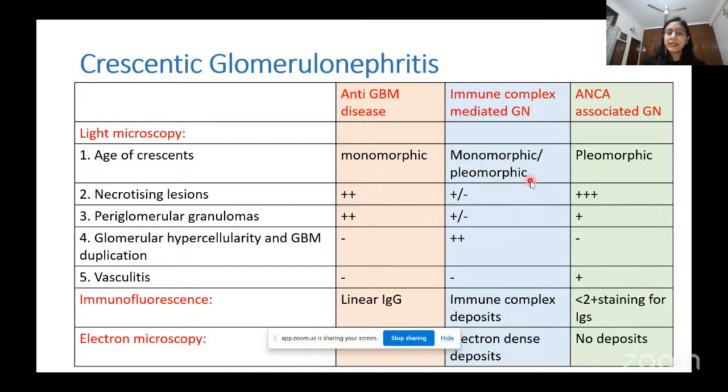If we look at the underlying tuft and we see necrotizing lesions or vasculitis in the vessels, that is usually a pointer towards an ANCA associated GN. Whereas if the tuft is proliferative in terms of endocapillary proliferation or mesangial hypercellularity, or there is GBM duplication, then we think of an immune complex mediated GN. And these immune complexes will come up on the IF as well as on the EM. Anti-GBM disease, of course, will have a peripheral, strong, linear positivity for IgG.